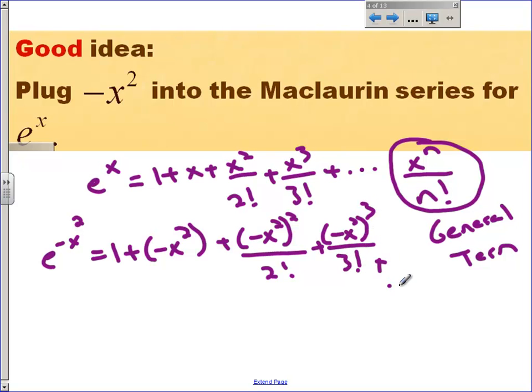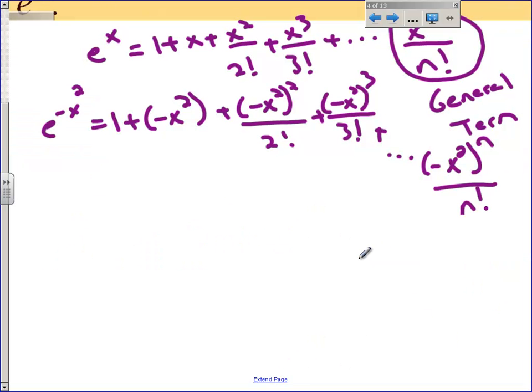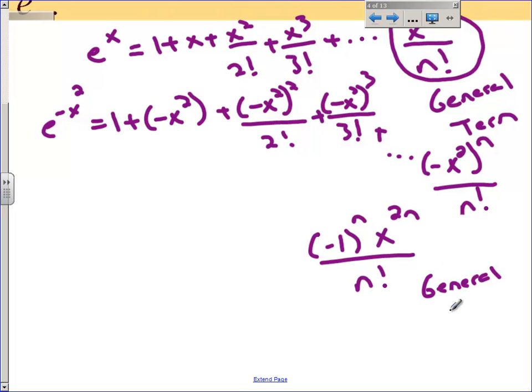Now let's see what happens when we replace this x in the general term. Well, that's going to be negative x squared to the n over n factorial. Now this can be written as negative 1 to the n times x to the 2n over n factorial, because we know when we take a power to a power, we multiply. There is your general term.